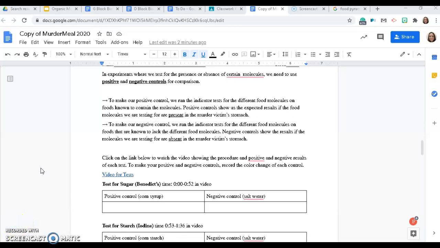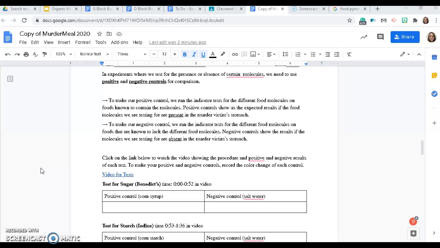In experiments where we test for the presence or absence of certain molecules, we need to use positive and negative controls for comparison. To make our positive control, we will run the indicator test for the different food molecules on foods known to contain the molecules. Positive controls show us the expected results if the food molecules we are testing for are present in the murder victim's stomach.